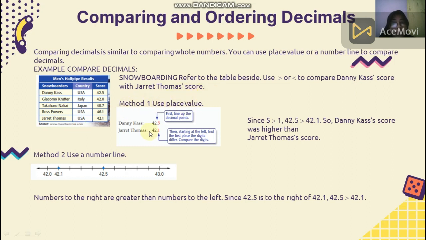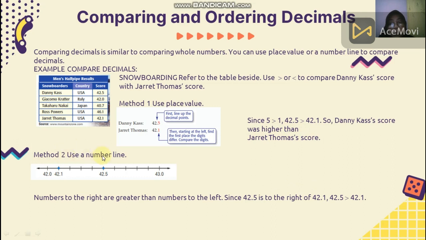Method 1, use place value. Denika's 42.5. First, line up the decimal points. Jared Thomas' 42.1. Then, starting at the left, find the first place where the digits differ, and compare the digits. Since 5 is greater than 1, 42.5 is greater than 42.1, so Denika's score was higher than Jared Thomas' score.